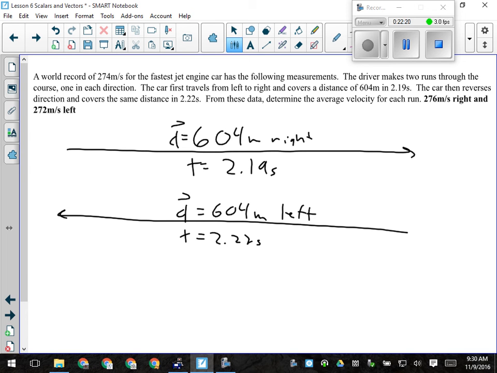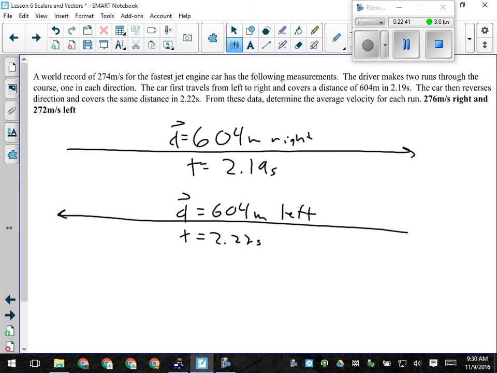Everyone follow? Because if I asked you to calculate the average velocity for the whole trip, what would it be? Zero. He goes 604 meters to the right, and then 604 meters to the left, and ends up right back where he started. His total displacement would be 0, so his average velocity would be 0. There wouldn't be much point to that in a question because it wouldn't require any work.